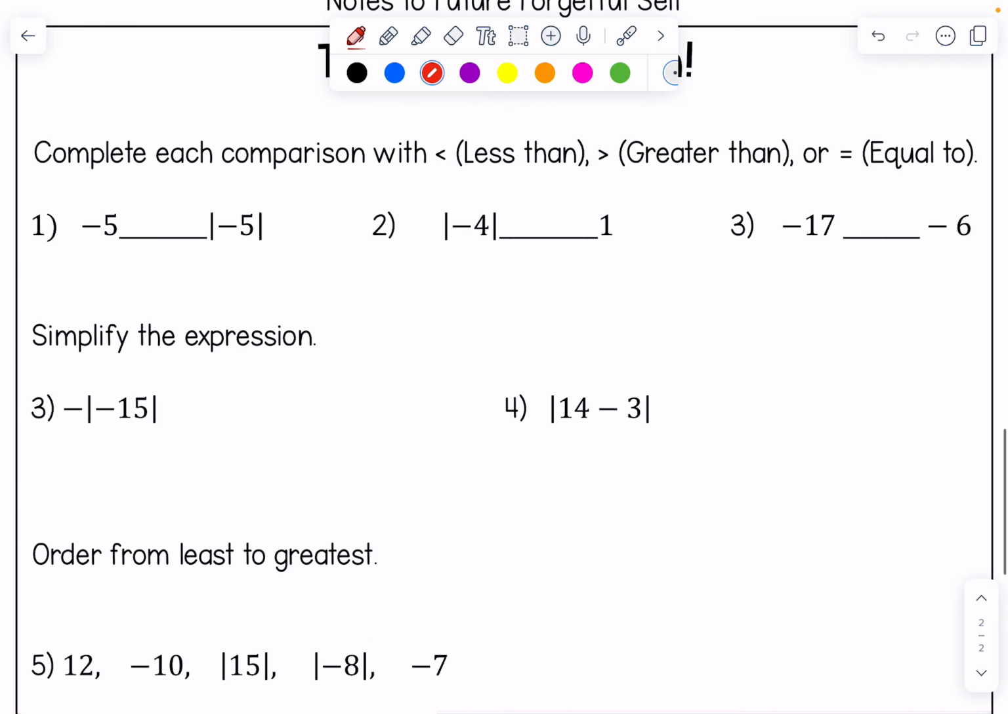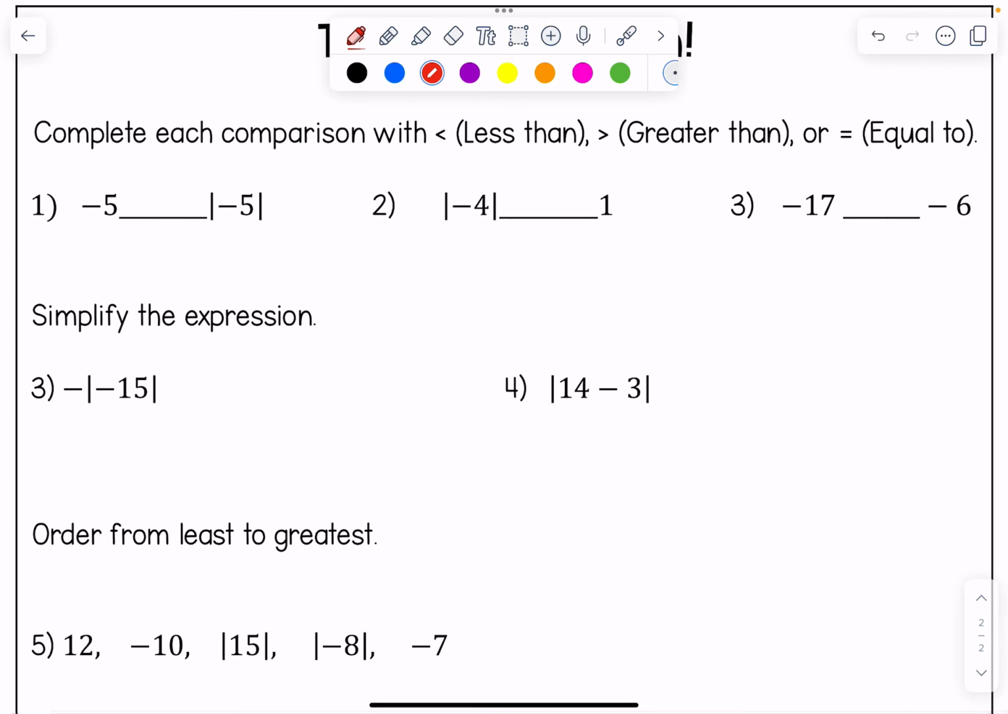So we're going to go ahead and look at some of these. This would be a good time to pause the video, try some of these problems on your own, and then you can play the video to check your answers.